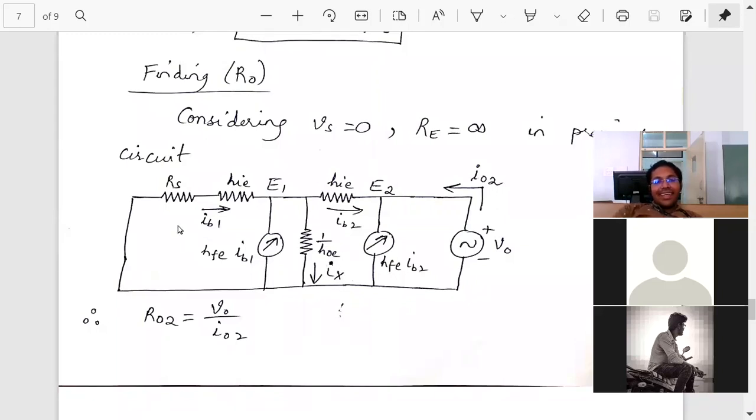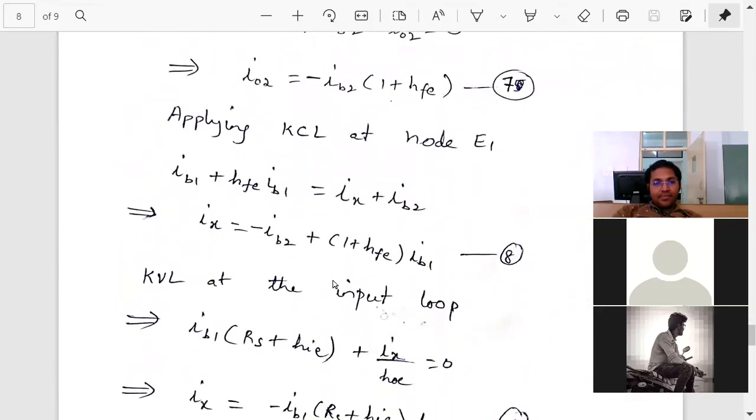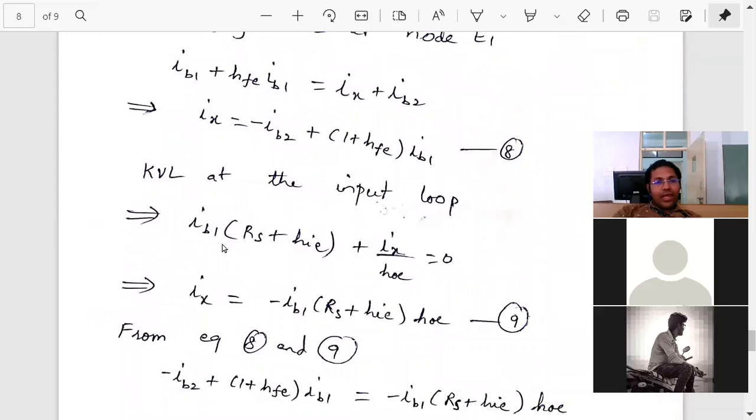So see, here we are going in a loop. If we are going in a loop, simply add and equate it to 0. So here, as your friend has told correctly, RS into IB1 plus HIE into IB1 plus 1 by HOE into IX. Okay, RS into IB1 plus HIE into IB1 plus 1 by HOE into IX.